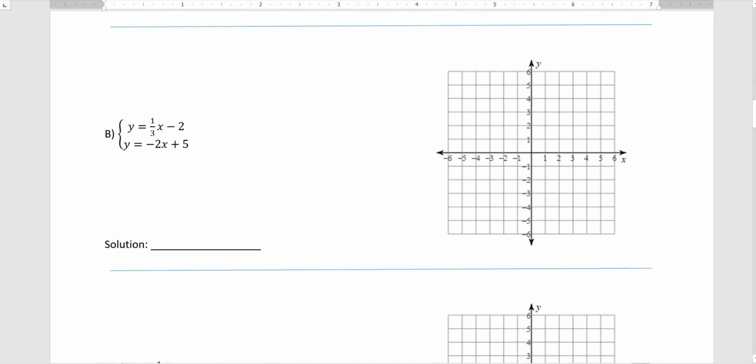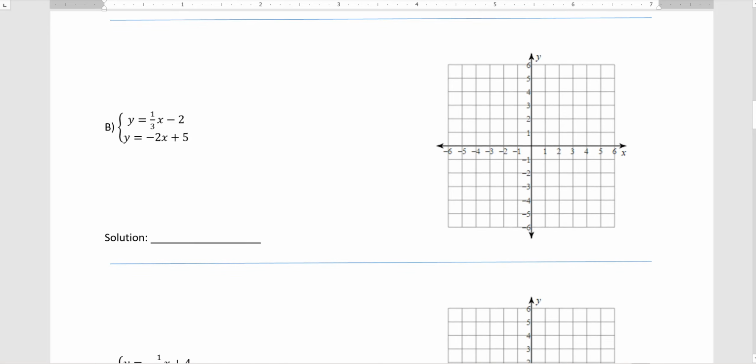Looking at letter B, both of these are in slope-intercept form, so not bad. Y equals 1/3 x minus 2, y equals -2x plus 5. So looking at our first one, we have a slope of 1/3 and a y-intercept of -2. So -2 is right here. Slope of 1/3 tells me up 1, right 3, or down 1, left 3. There we go. I can connect these dots.